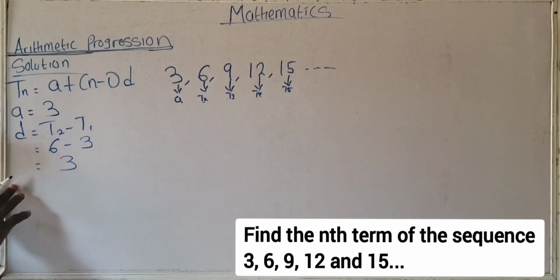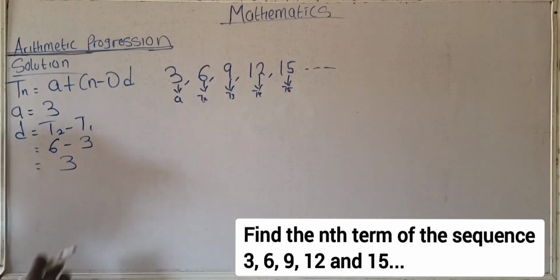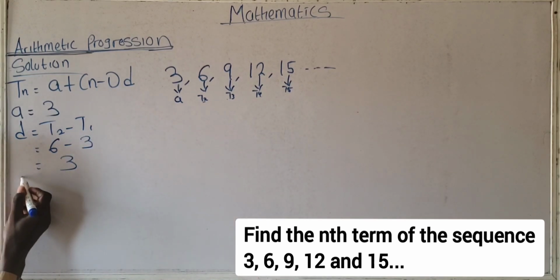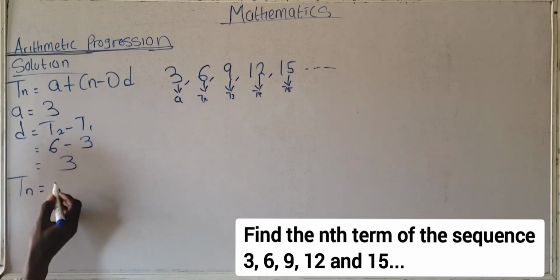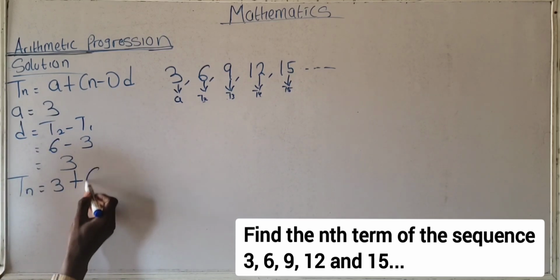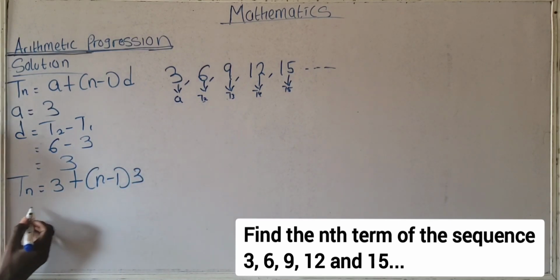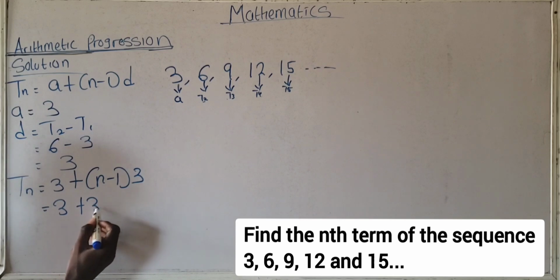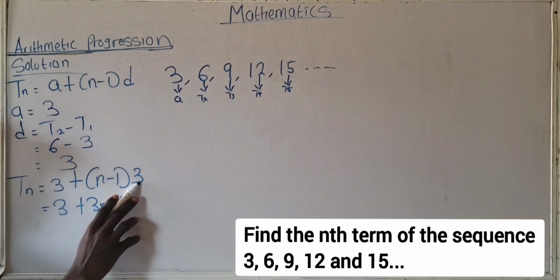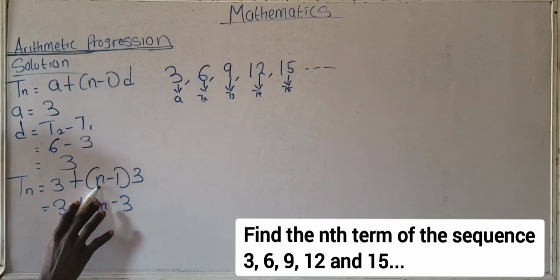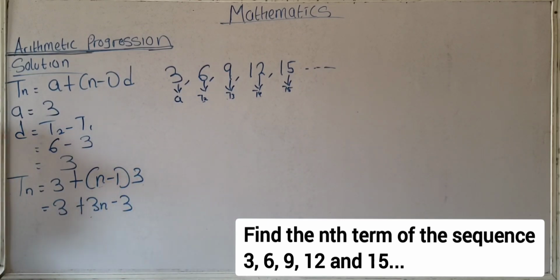Having gotten the common difference, you can easily determine the nth term of the arithmetic progression. All you have to do is substitute the value of a, which is the first term, and d, which is the common difference, into this nth term formula. So here, Tn, the nth term, is a, which is now 3, plus n minus 1 multiplied by 3, because d is also 3. Then I'm going to have 3 plus 3n minus 3, because if you open this bracket using this 3, 3 times n is 3n, and 3 times negative 1 is negative 3.